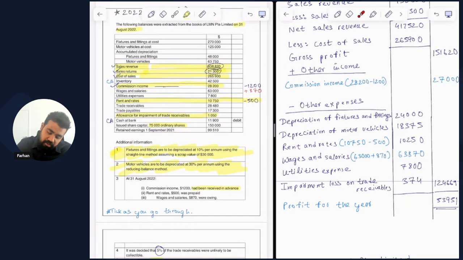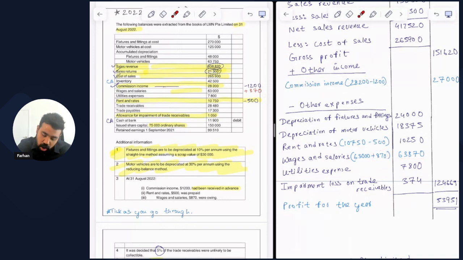And then we have got wages and salaries based on our adjustments from the additional information. So we started with $63,000, which is the original balance that we were given. And then we are adding $870 as the amount that we owe. So altogether, it's $63,870. So why are we adding $870 here? Because this refers to expenses that we have already incurred or consumed because our employees have already worked for us, but we are yet to pay them. So obviously this needs to be added as part of your expense for an accurate profit calculation.